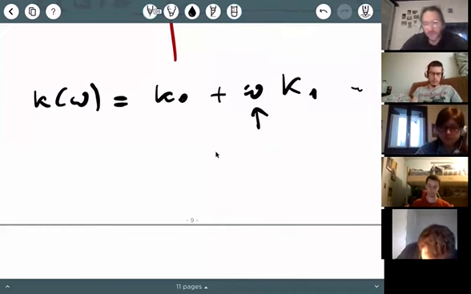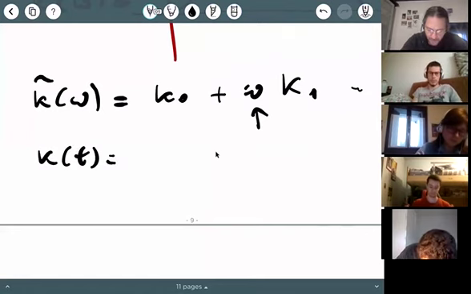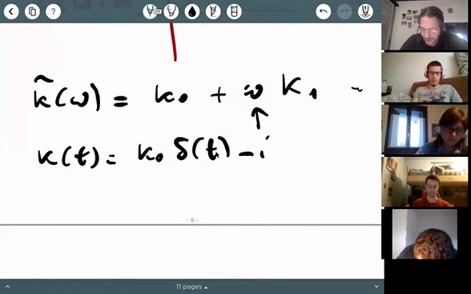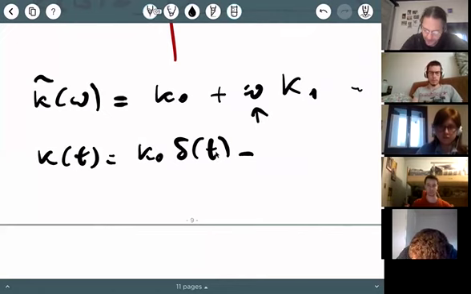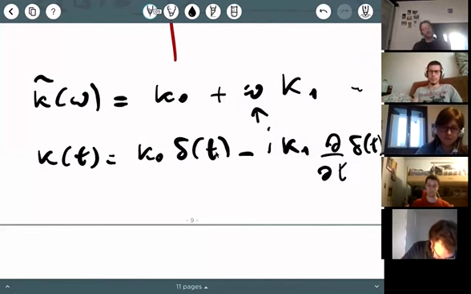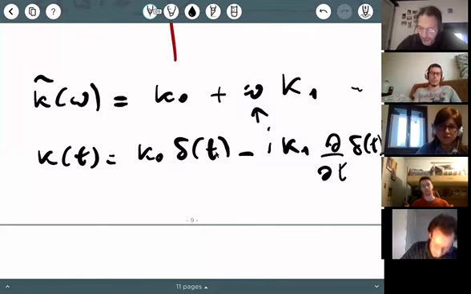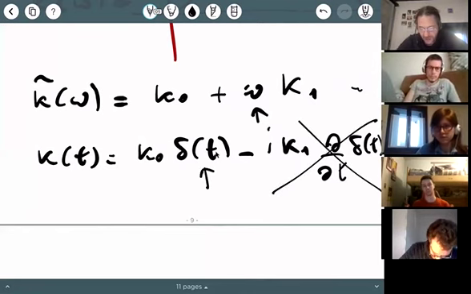When I anti-Fourier transform this, it means that my K of t will be K naught times a delta function, minus i K1 d by dt of the delta function, and so on and so forth. Now forget about this for a moment. You don't need it. You can stick to the very basic lowest order term.